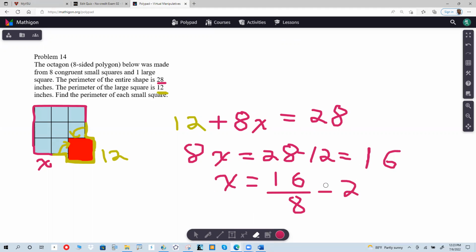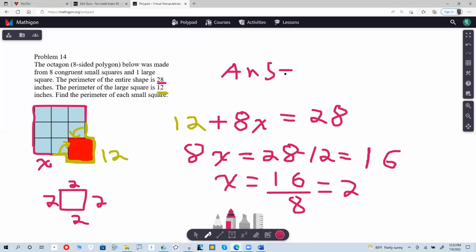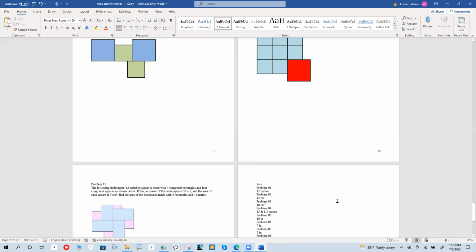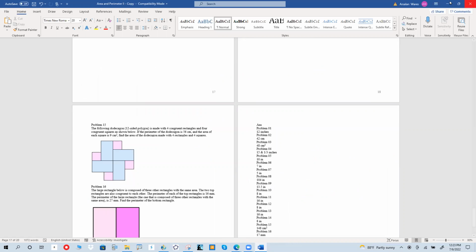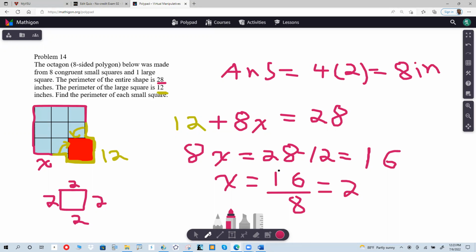What is the perimeter of the blue square? Each side of the blue square is 2. So my answer has to be 4 times 2, which is 8. What's the unit? Inches. I will quickly check my answer. If I have something in the packet, I generally like to check it. It is 8, just for the record. So this is correct.